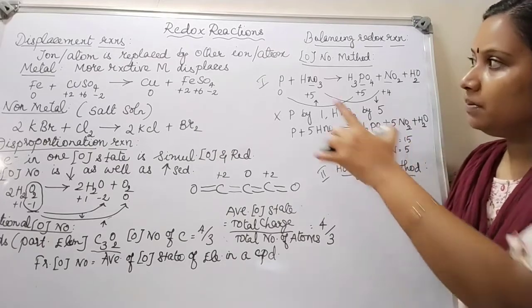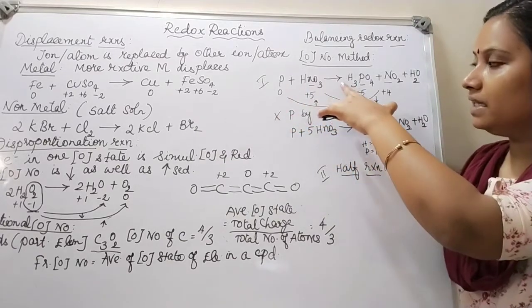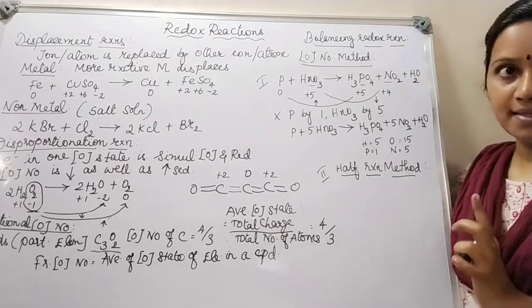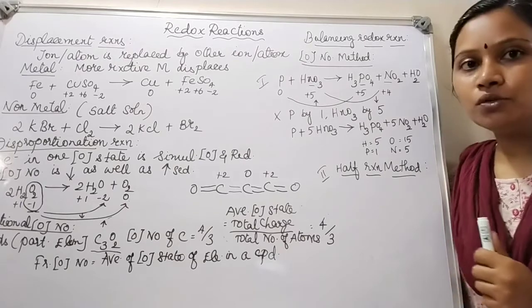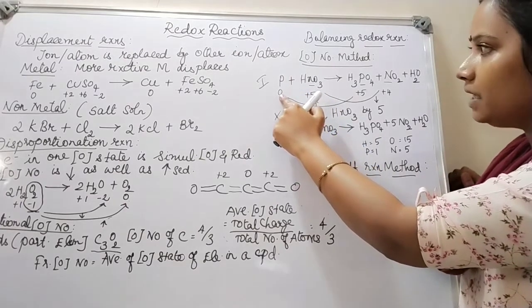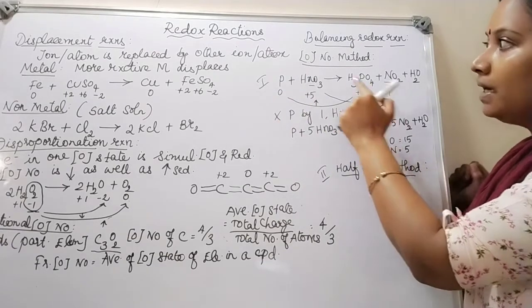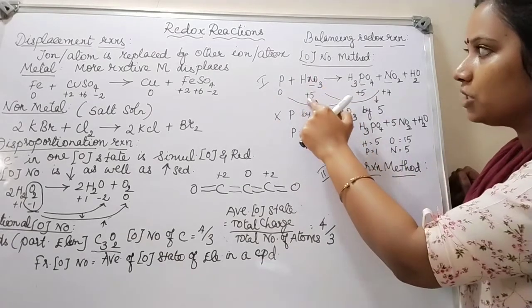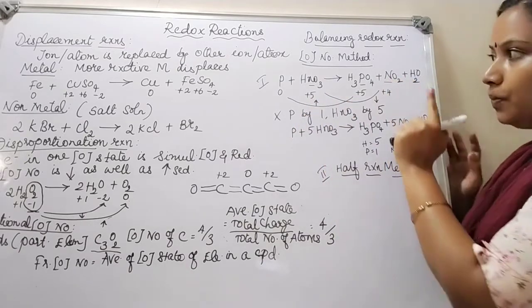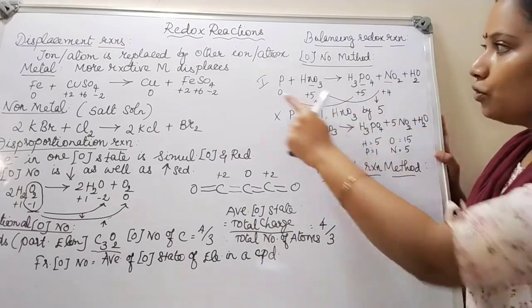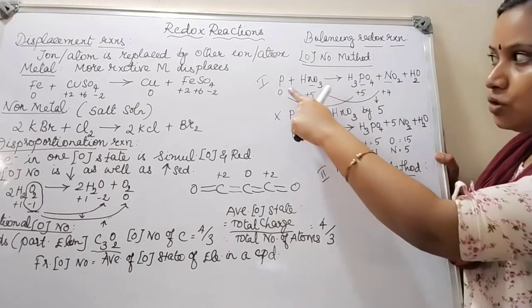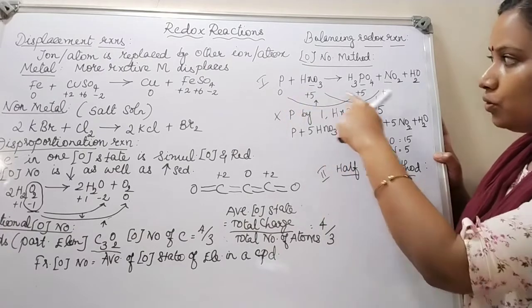See, the reaction will be phosphorus plus nitric acid gives phosphoric acid, nitrogen dioxide plus water. This is the reaction. Now when you look into the oxidation number of phosphorus, it is 0. So from 0 it has gained plus 5, and when you look into nitrogen's oxidation number, it is plus 5. So plus 5 it has moved to plus 4. So phosphorus is increased from 0 to plus 5.